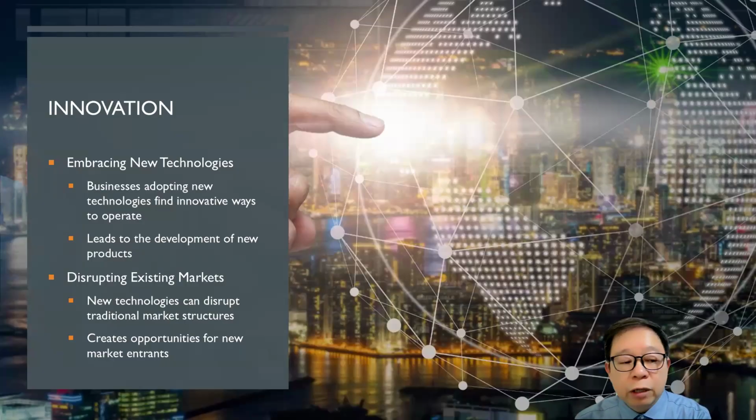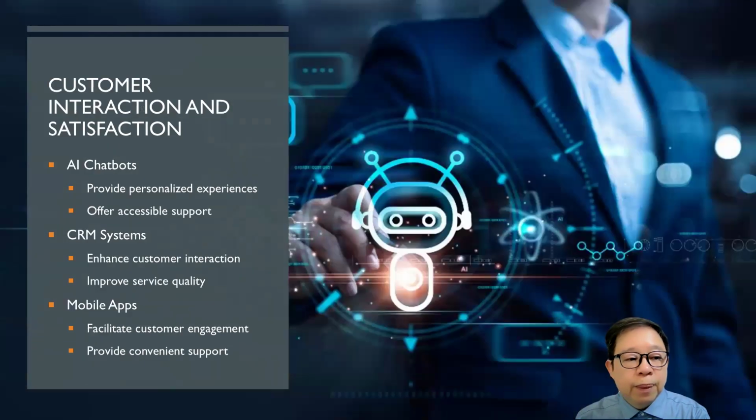So everyone nowadays talks about innovation. Why do we need innovation? Because it can embrace technology. The business adopts new technology and finds innovative ways to operate. It can lead to the development of new products. Of course, we understand that, right? If you don't improve, people will disrupt you. So innovation also frequently disrupts the existing market. New technology can disrupt traditional market structures. Also, of course, it can create new market opportunities, right? So that is what we encourage in operations so that our services and products will keep improving.